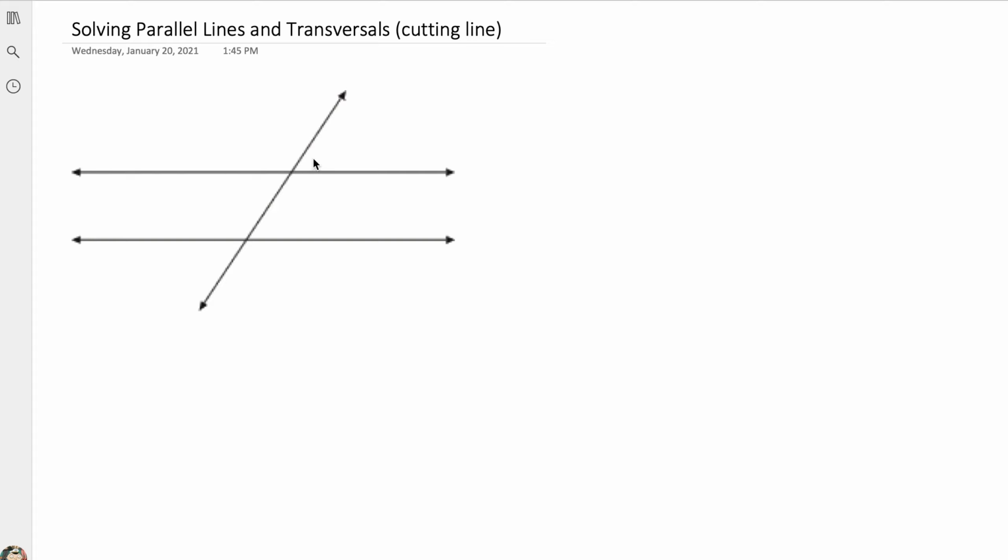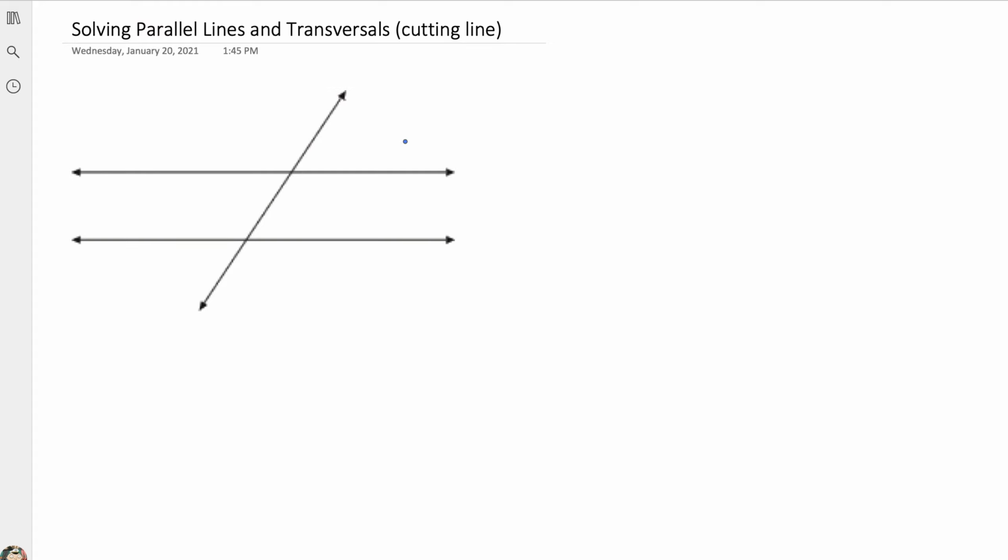Are they on the same side of the transversal, or are they alternating, one on each side? Like these are alternate, one on each side of the transversal line. And then are they interior or exterior? The interior is in between the parallel lines. So these would be called alternate interior. So that's a different video. We're going to look at how to solve.